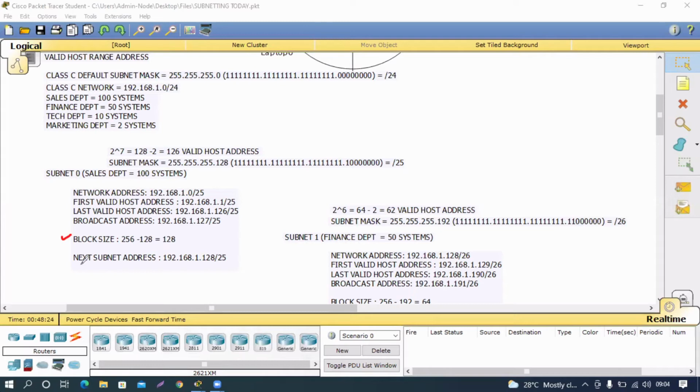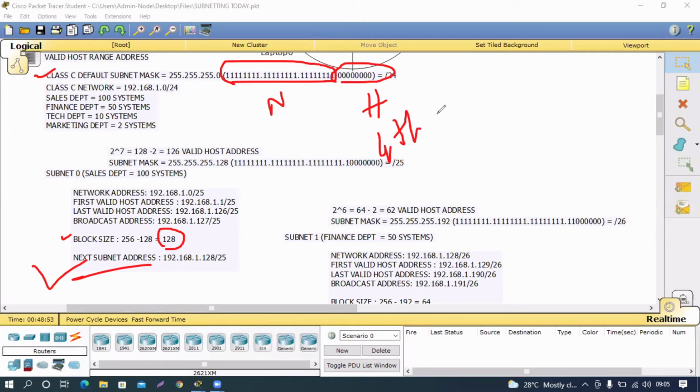Now, why are we using this block size? That is basically to find the next subnet address. The next subnet address can always be calculated using the block size. Since we are doing class C subnetting, in class C this much part is the network and this much part is the host. That is the fourth octet, right? Our host part starts at the fourth octet in class C.